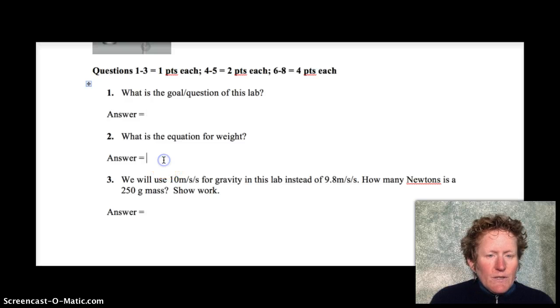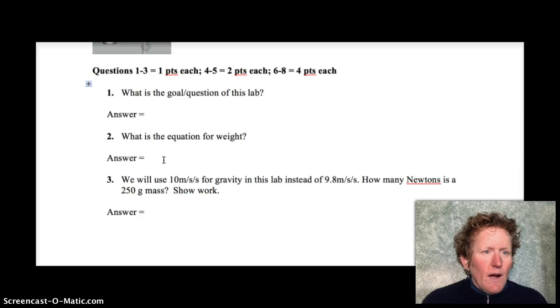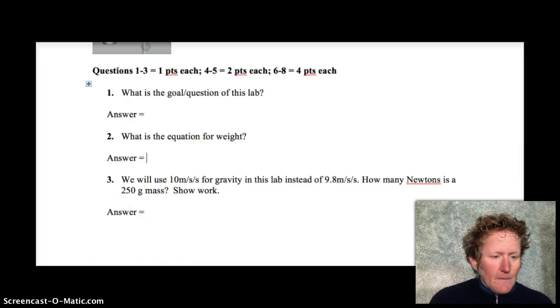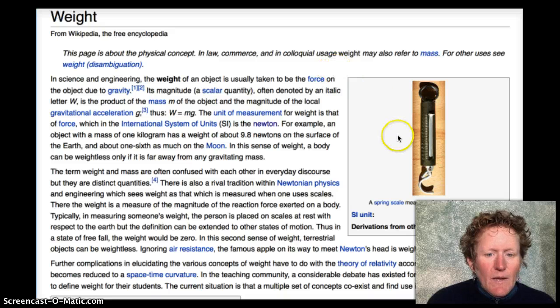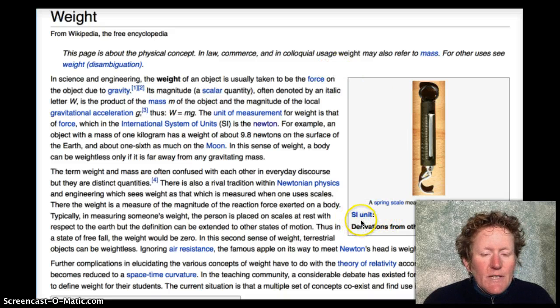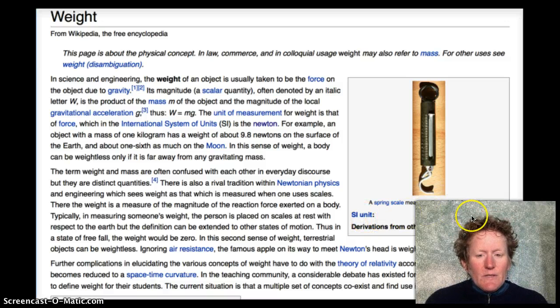Our next question is, what is the equation for weight? We want to know how gravity, the acceleration due to gravity, interacts with the object's mass to create weight. Let's go figure out what that equation is. Don't panic, the Wikipedia page has a lot of information on weight, but what we can see here is it's an SI unit. It's a Système International unit. That's another way of saying the metric system. It's a metric system unit, and we use it in newtons.